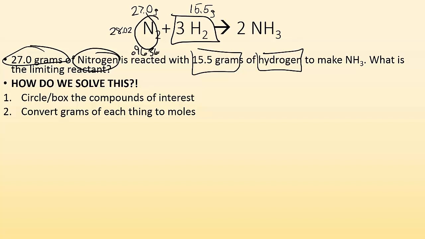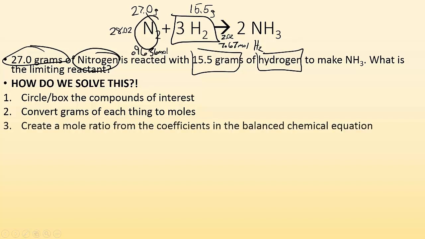So it's saying I really got 0.9636 moles of N2. And I do the same thing for H2. Its GFM is going to be that 2.02. So I divide 15.5 by 2.02, and I get 7.67 moles of H2, right? So now I got how many moles of each thing that I'm starting with instead of grams.